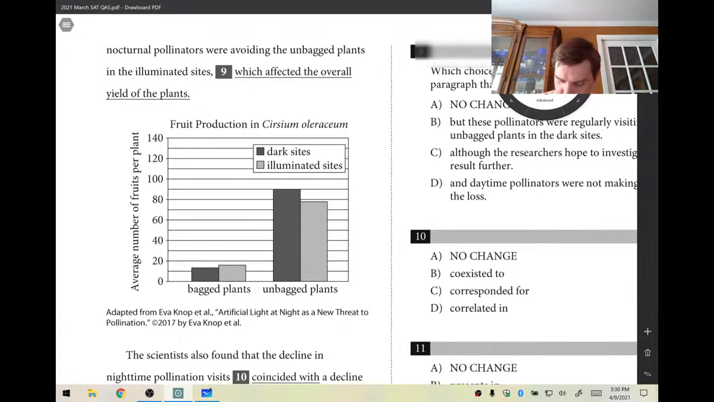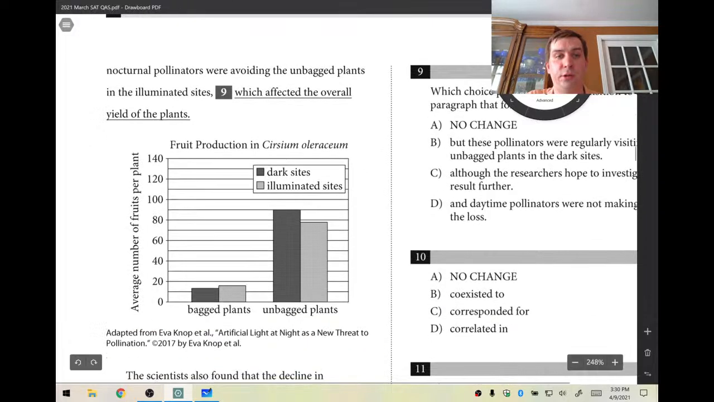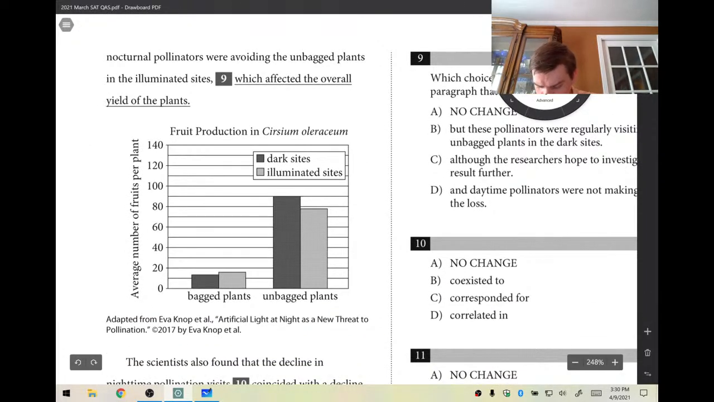So let me read the question as written, but this is probably incorrect. This is probably not what is stated in the graph, but I'm just going to read. This would be answer choice A. As written says, on the other hand, unbagged plants from the dark sites produced an average of 90 fruits per plant, whereas bagged plants that were exposed to artificial light produced an average of 78 fruits per plant, a 13% decline in fruit production for plants that were illuminated at night. So that is not what is reflected in the graph. I'm just going to cross off A. A is out. That's not what the graph shows. What does the graph show?